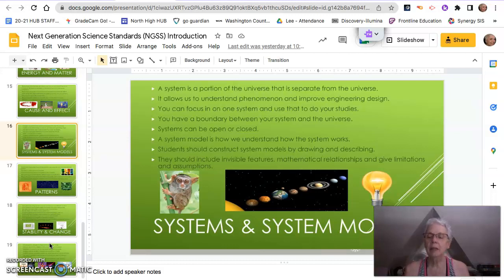Systems can either be open or closed. Open meaning that they allow outside influences. Closed meaning that they do not allow outside influences. A system model is how we understand how a system works, so we will be doing modeling. Students will construct these models by either drawing them or describing them sometimes. And it's going to use things like invisible features, mathematical relationships, and limitations and assumptions that we make about models.